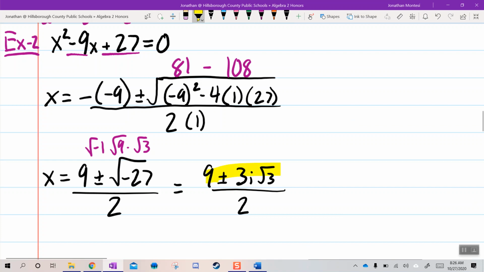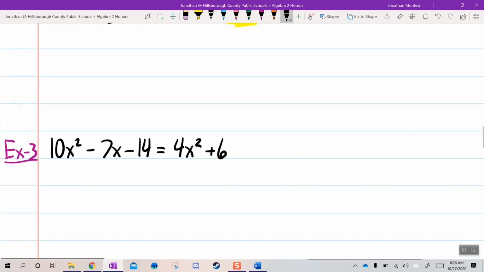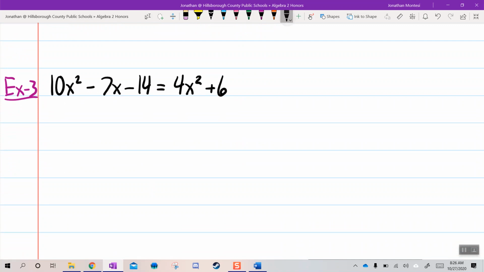Okay, and that's it for that one. I can't simplify because on the bottom is a 2. If it was a 3, I could do something, but not with a 2. All right, my last example.